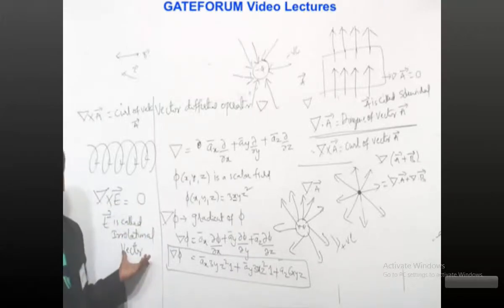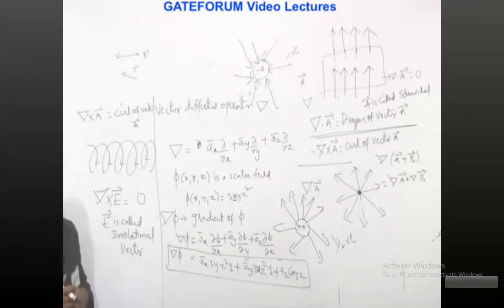Which means the electric field has zero rotating nature. It does not have any rotating nature. It may be either divergent or convergent.